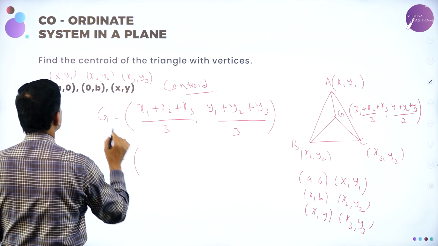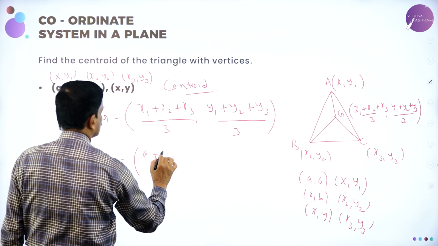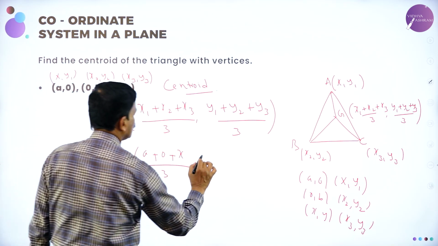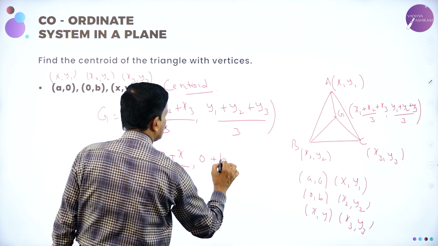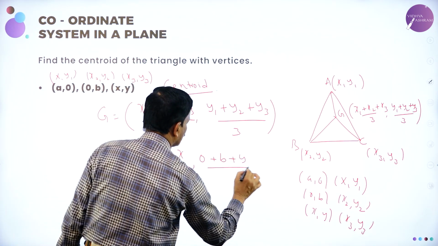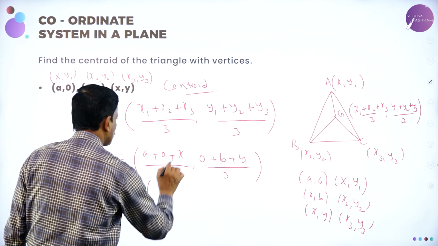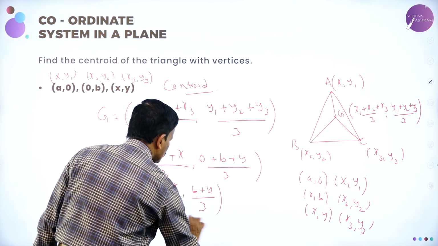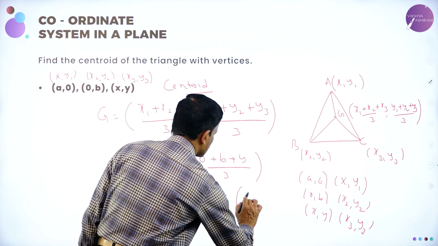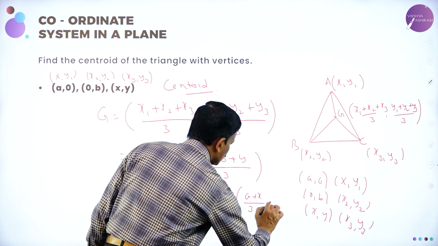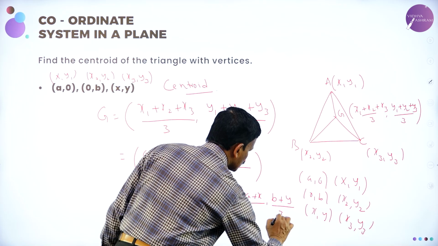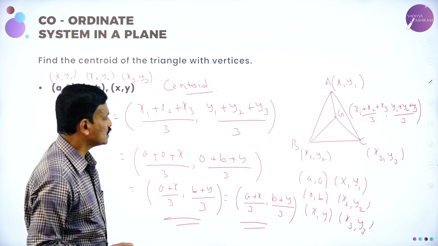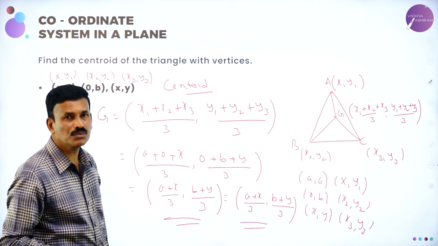Now, what is x1? x1 is a plus x2 is 0, x3 is x divided by 3, comma, y1 is 0 plus y2 is b plus y3 is y divided by 3. So, this is equal to a plus x divided by 3, comma, b plus y divided by 3. This is the centroid. So, the centroid of the triangle is a plus x by 3 and b plus y by 3. That's it. Hope you followed.